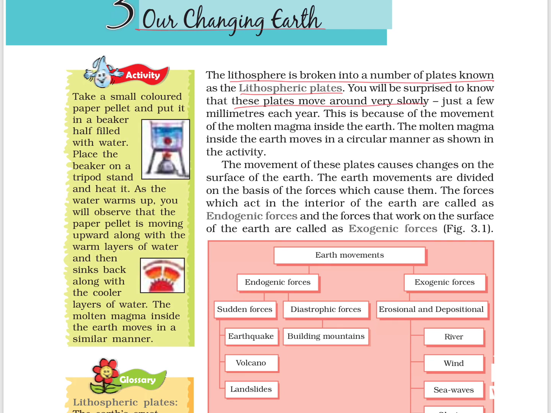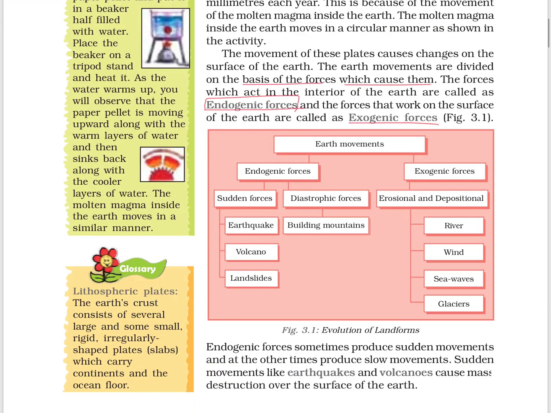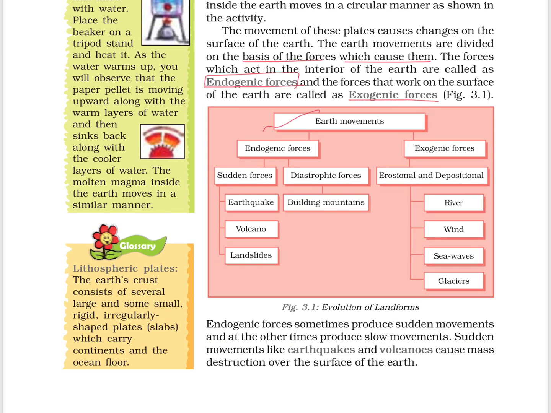So the earth movements are divided on the basis of forces which cause them. So there are two types of forces. One is endogenic forces and the other is exogenic forces. Endogenic forces means the movement which takes place in the interior of the earth due to the movement of the magma. So we call this endogenic forces. The forces that work on the surface of the earth is called exogenic forces. So here you can see earth movements are two types, endogenic forces and exogenic forces.